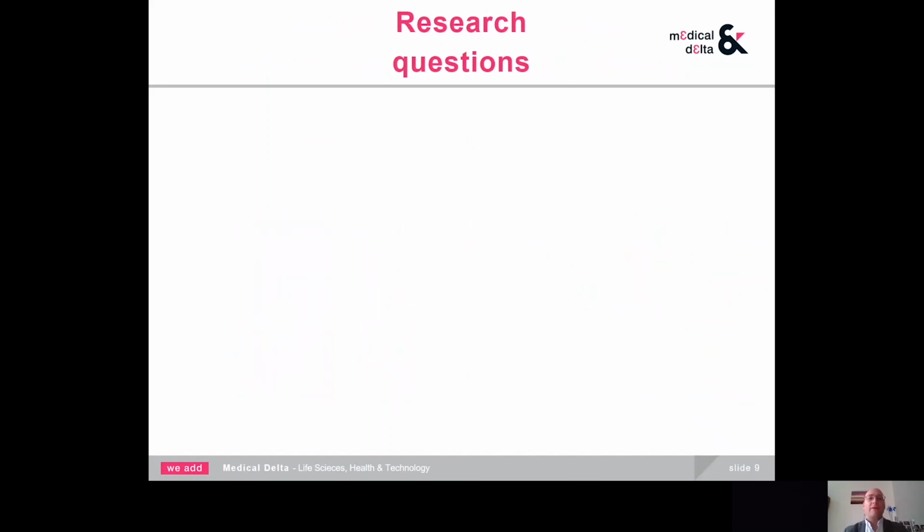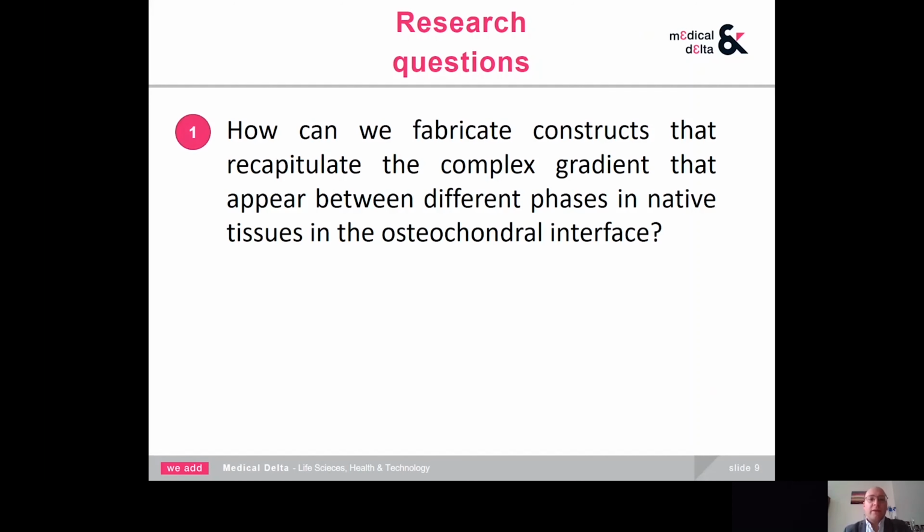So with that in mind, I have 2 research questions. The first is how can we fabricate constructs that recapitulate the complex gradients that appear between different phases in native tissues in the osteochondral interface.